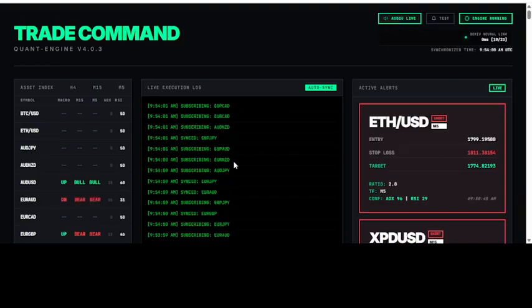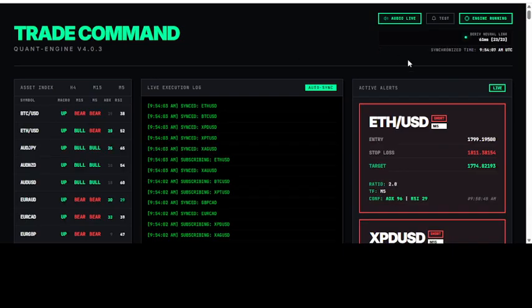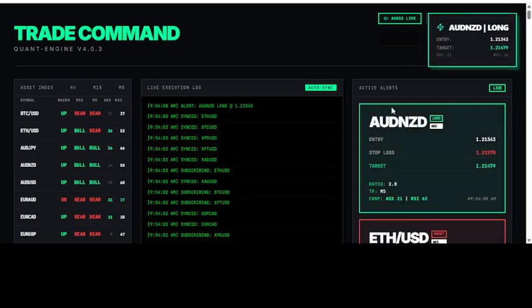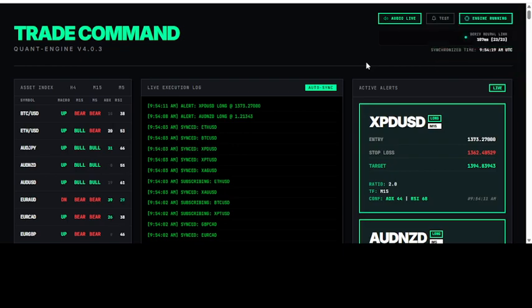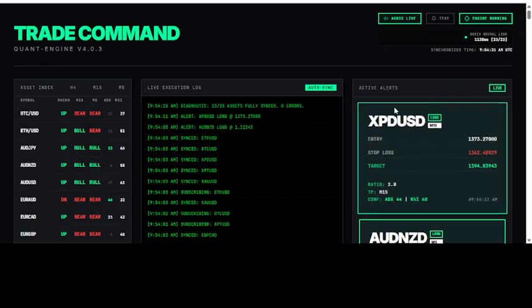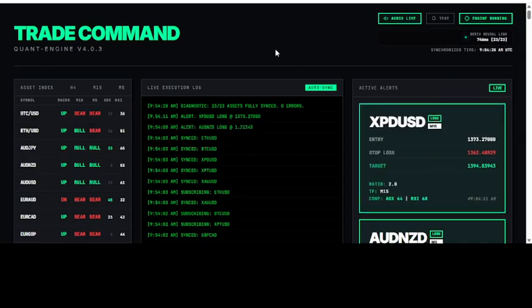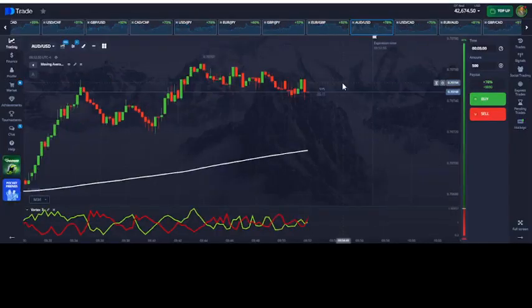In the middle here, what you see is the live execution log. We have real price feeds. This bot does not trade OTCs or synthetics. It trades live real-time prices on the currency, Bitcoin, and metals assets. For instance, here it's giving us a 15-minute long trade on palladium. But as I mentioned before, palladium is not an asset that is available to trade on the Pocket Option platform. I have my trading platform open here.